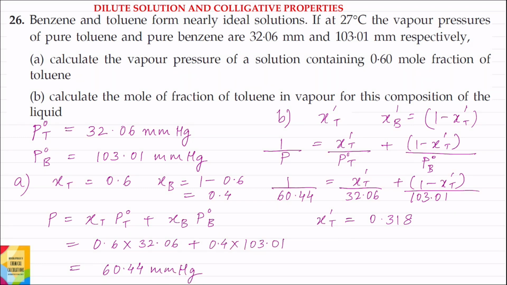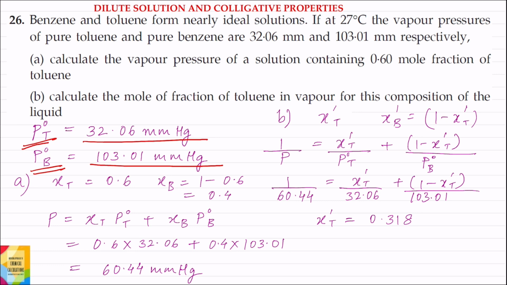Benzene and toluene form nearly ideal solutions. If at 27 degrees centigrade the vapor pressures of pure toluene and pure benzene are 32.06 millimeter and 103.01 millimeter respectively. Pure toluene's vapor pressure is 32.06 millimeter of mercury, and pure benzene's vapor pressure is 103.01 millimeter of mercury. Part A. Calculate the vapor pressure of a solution containing 0.60 mole fraction of toluene.